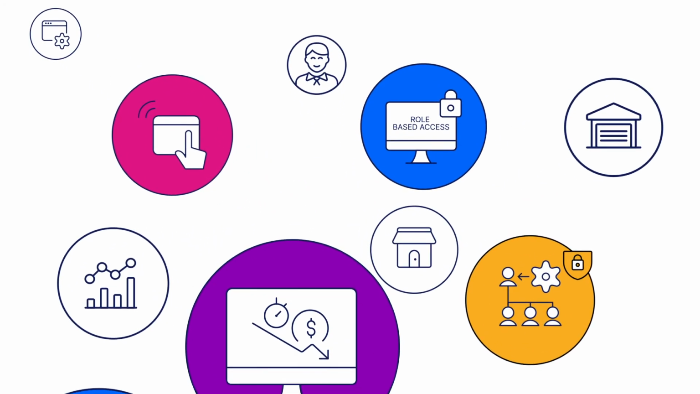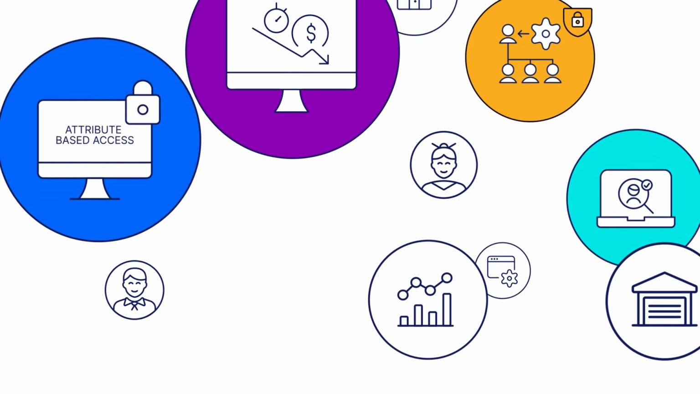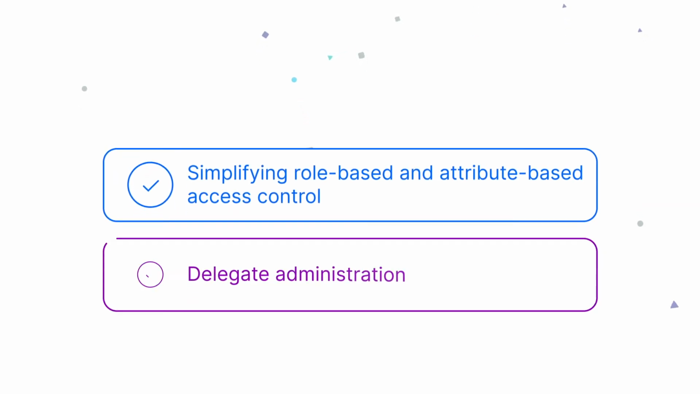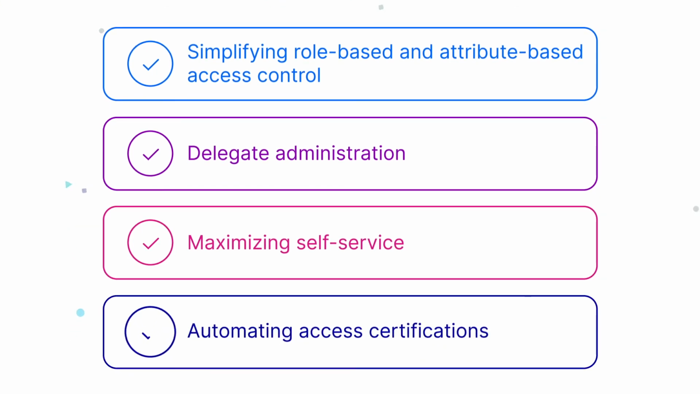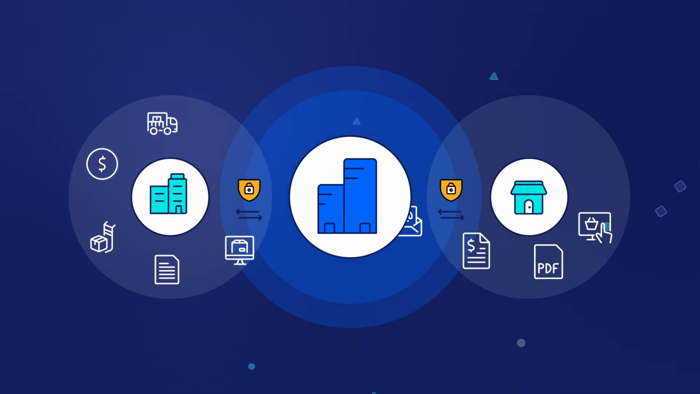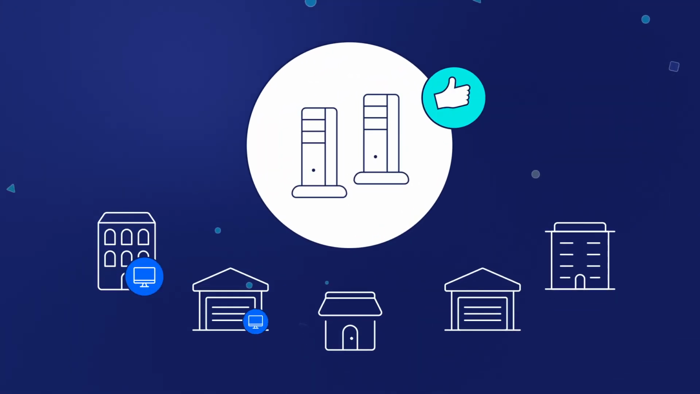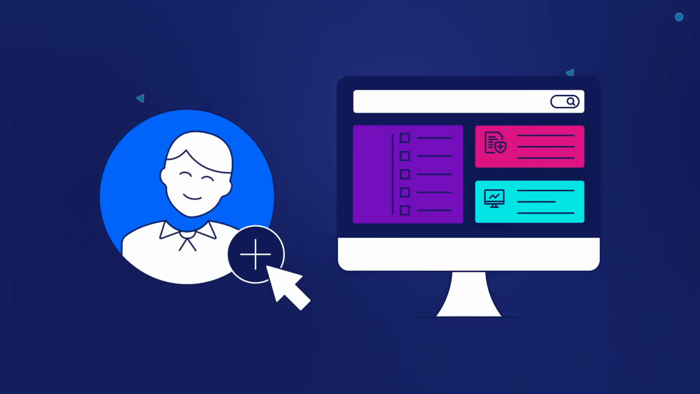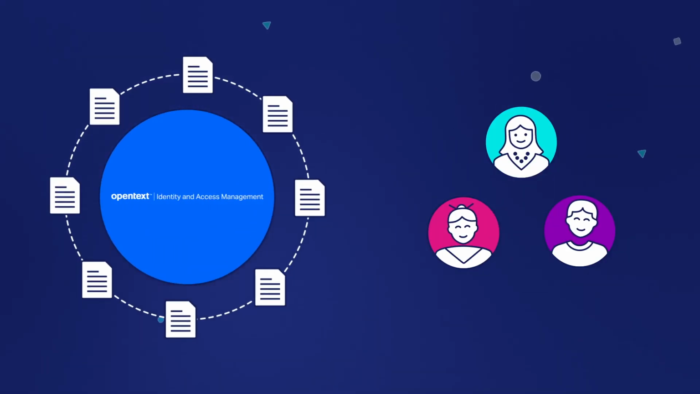Our built-in security framework drives down the time and cost to roll out and administer third-party ecosystems by simplifying role-based and attribute-based access control, delegating administration, maximizing self-service capabilities, and automating access certification. With OpenText Identity and Access Management, you gain 360 visibility into each partner's access, create a single version of truth, integrate multiple identity silos, automatically create, change, and revoke users' access, and accurately enforce separation of duties.